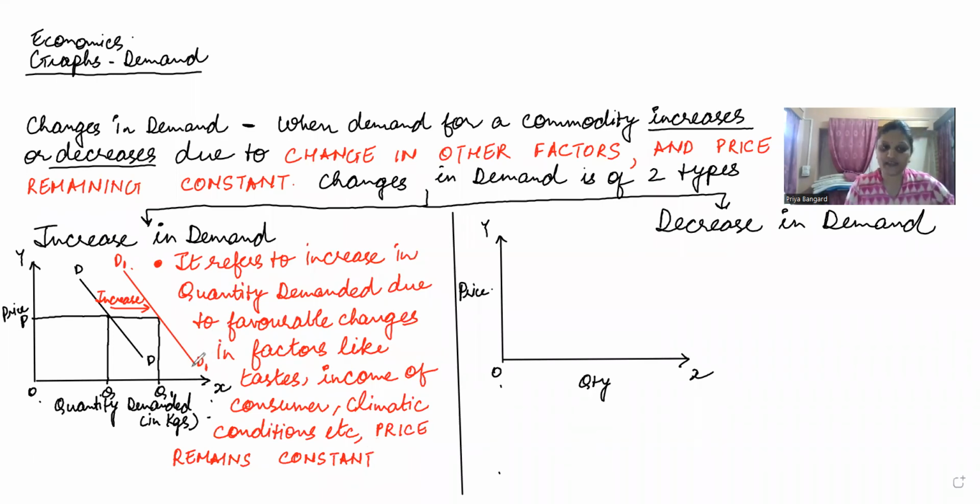So what you will write is: DD demand curve shifts to the right to D1. Write down, children, DD demand curve. Use the word shifts. Shift happens in increase and decrease in demand, while upward and downward movement happens in expansion and contraction. So DD demand curve shifts to the right.